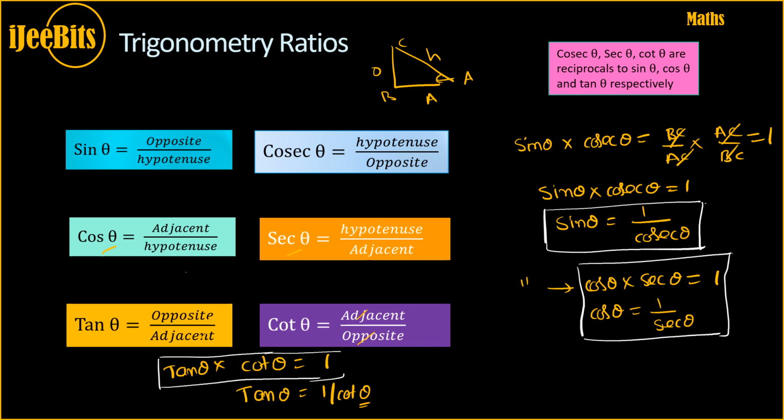Are you clear? So sin theta, cos theta, tan theta, and cosecant theta, secant theta, cot theta. These are the ratios we see, and sin and cosecant are reciprocal to each other, so multiply them to get 1. Cos and secant are reciprocal to each other, so cos theta into secant theta equals 1. Similarly, tan theta and cot theta are reciprocal to each other by definition, and hence tan theta multiplied by cot theta equals 1, or tan theta equals 1 by cot theta, or cot theta equals 1 by tan theta, vice versa. This is another good relationship that we have to remember.